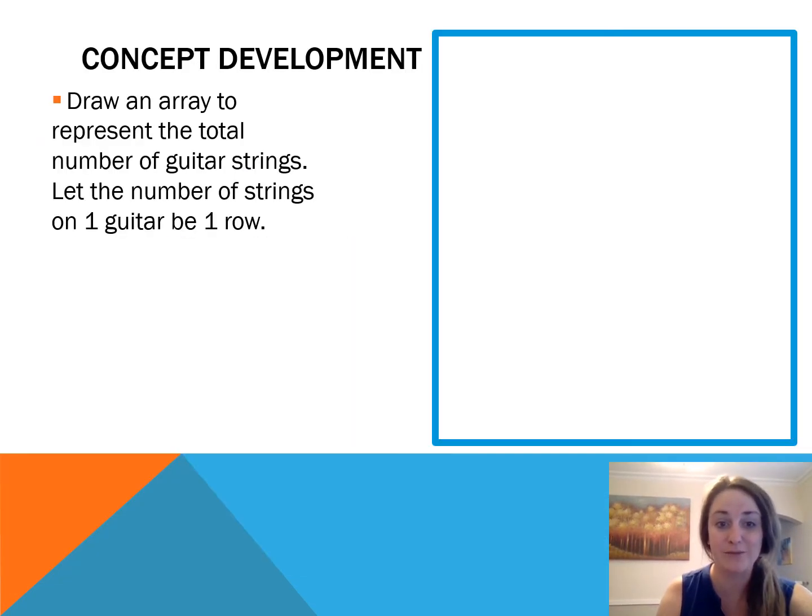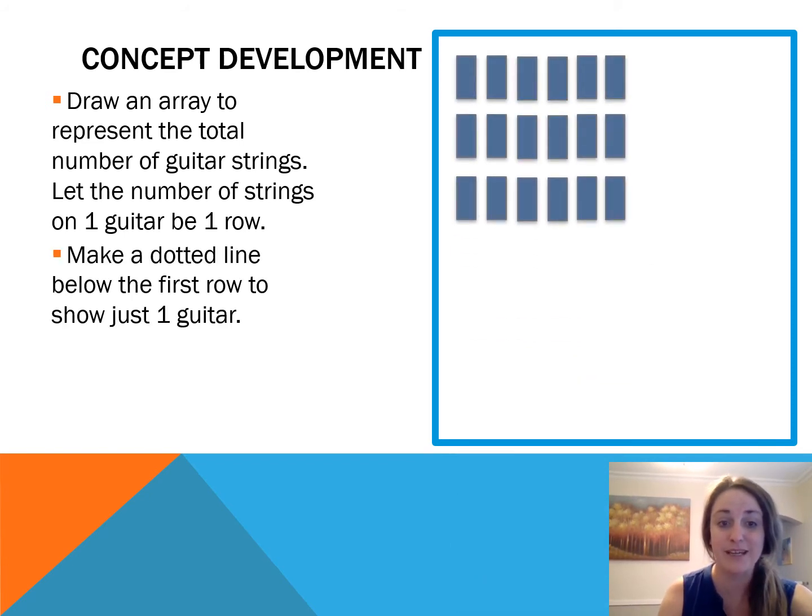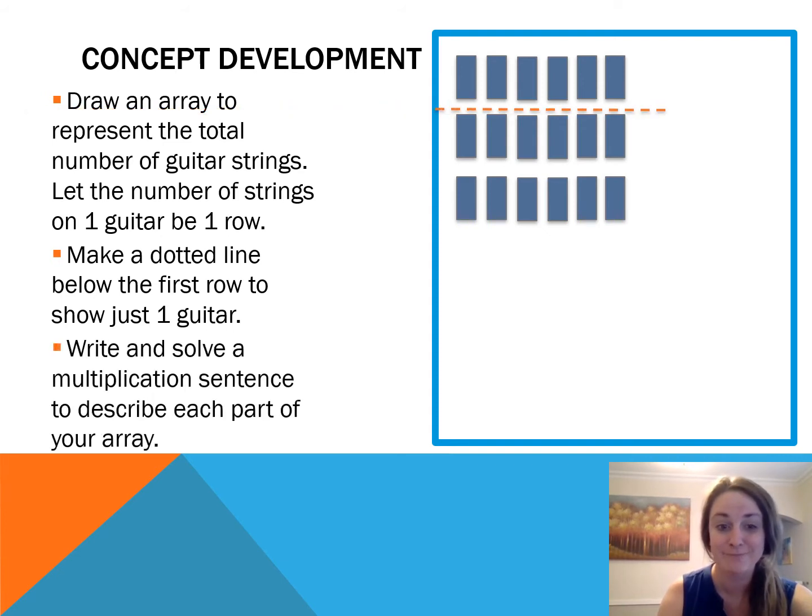Let's draw an array to represent the total number of guitar strings. Let the number of strings on one guitar be 1 row. Make a dotted line below the first row to show just one guitar. Let's write and solve the multiplication sentence to describe each part of the array.